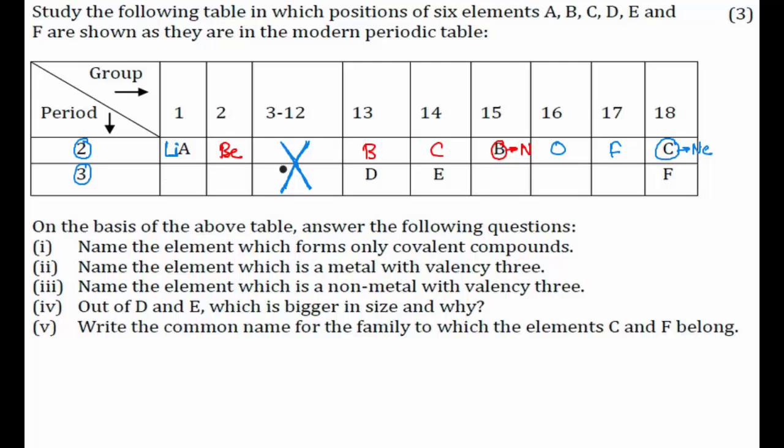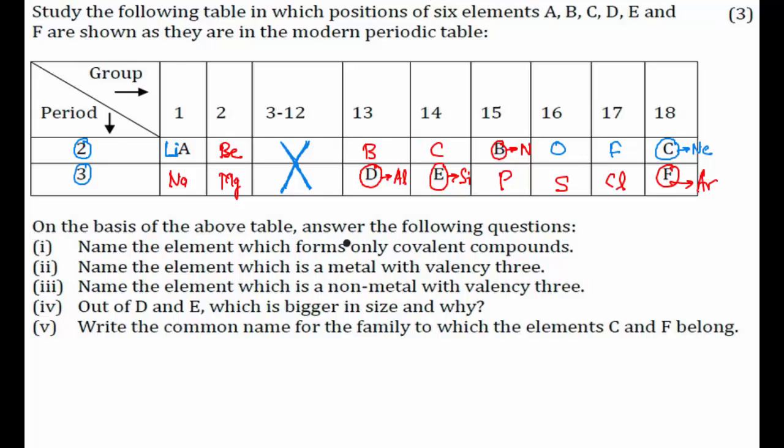Again, start after neon. That is sodium, then magnesium, then D. D is aluminium. After that E is silicon. After that phosphorus, sulfur, then chlorine, and F is argon. Okay, now we will see the questions.